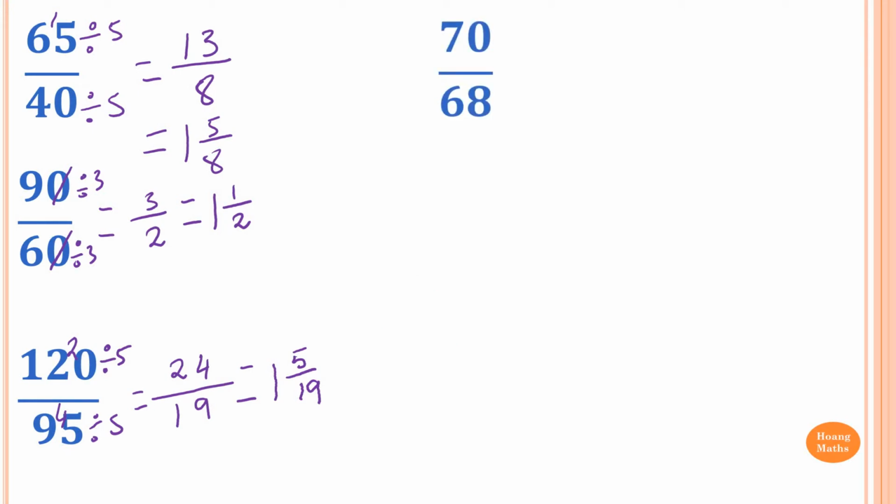70 over 68. So 70 over 68, I just half both numbers first. So half of 70 is 35. Half of 68: half of 6 is 3, half of 8 is 4. So 35 over 34. So 35 over 34 is an improper fraction again, so I write that into a mixed numeral. So 34 go to 35 is 1, remainder 1. So 1 and 1 over 34.